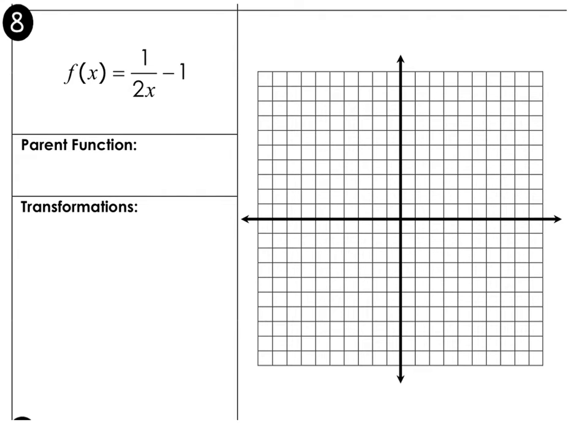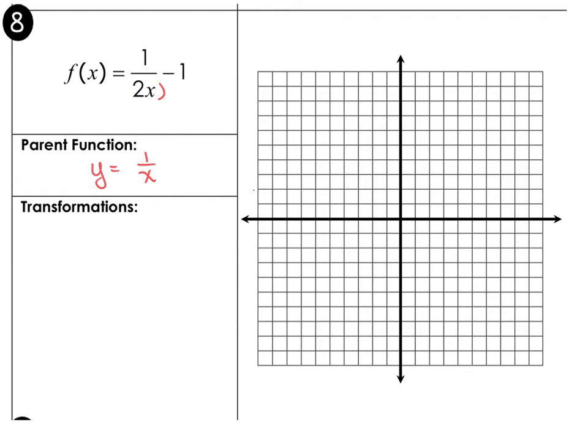All right, so our second function reads f of x equals 1 over 2x minus 1. So thinking back to our parent functions, we notice that the x is in the denominator. That's your giveaway that the parent function is the reciprocal function, y equals 1 over x. Now, what's nice about this problem is there are no parentheses around that 2x.